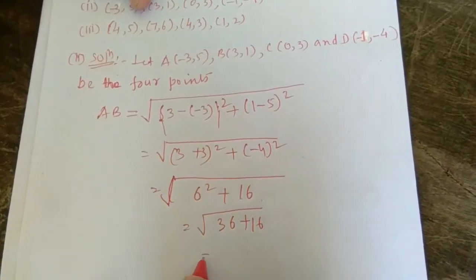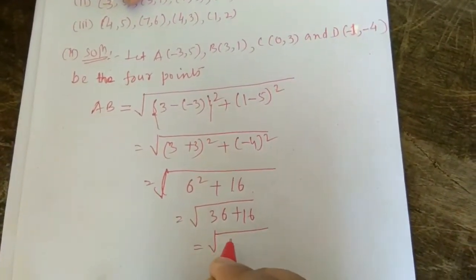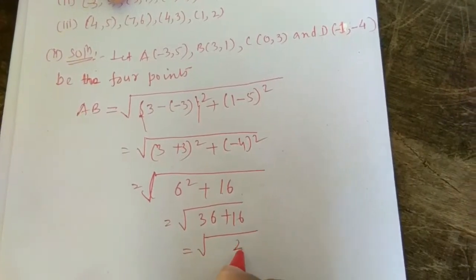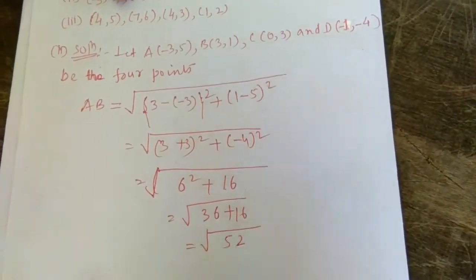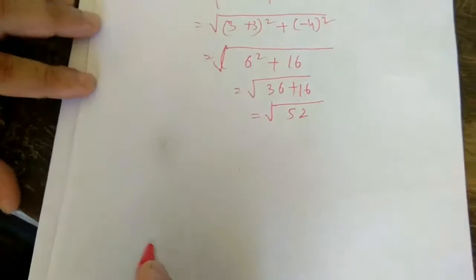Okay, if you add, you will get 6 plus 6 is 12, 2 in and 1, 3 plus 1 is 4, plus 1, 52 you get. Okay, now you find BC.